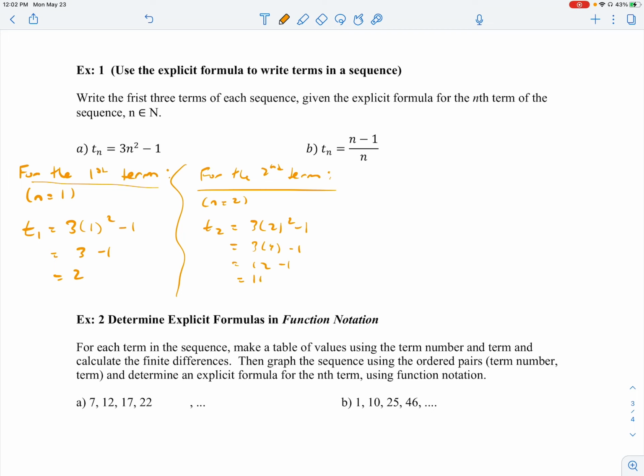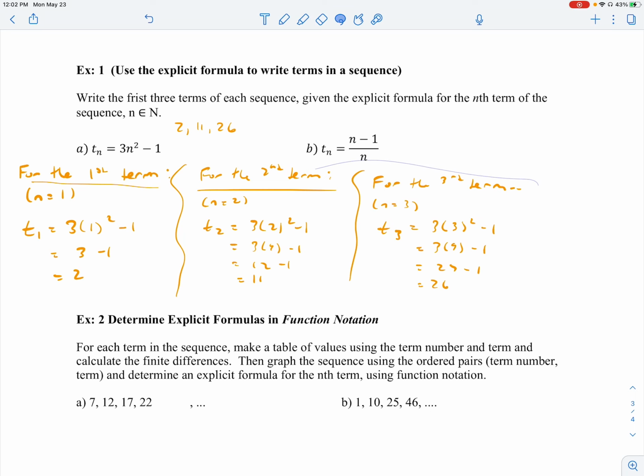Okay, and lastly, for the third one, so for the third term, this is when n equals 3. We'll have T3 equals 3 times 3 squared minus 1. So 3 squared is 9. And 3 times 9 is 27. So we get 26. So for that first sequence, the first three terms are going to be 2, 11, 26.